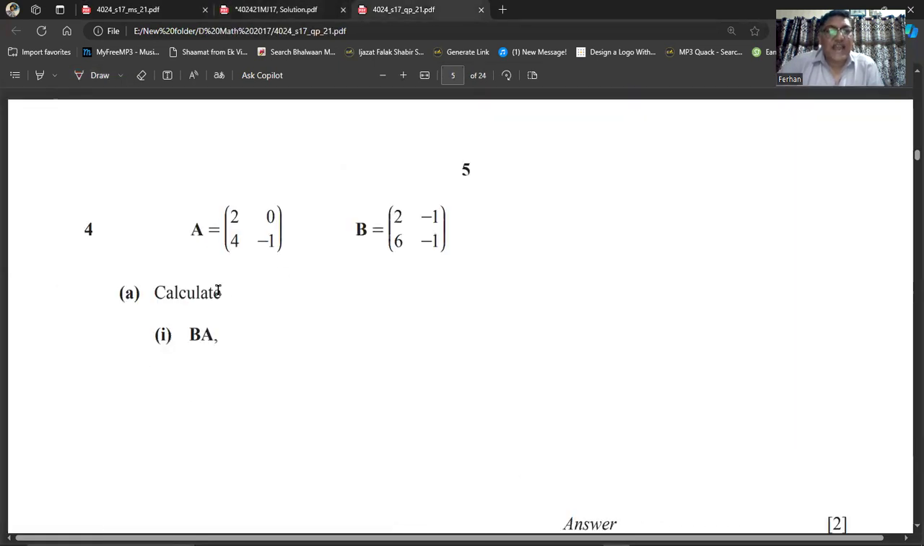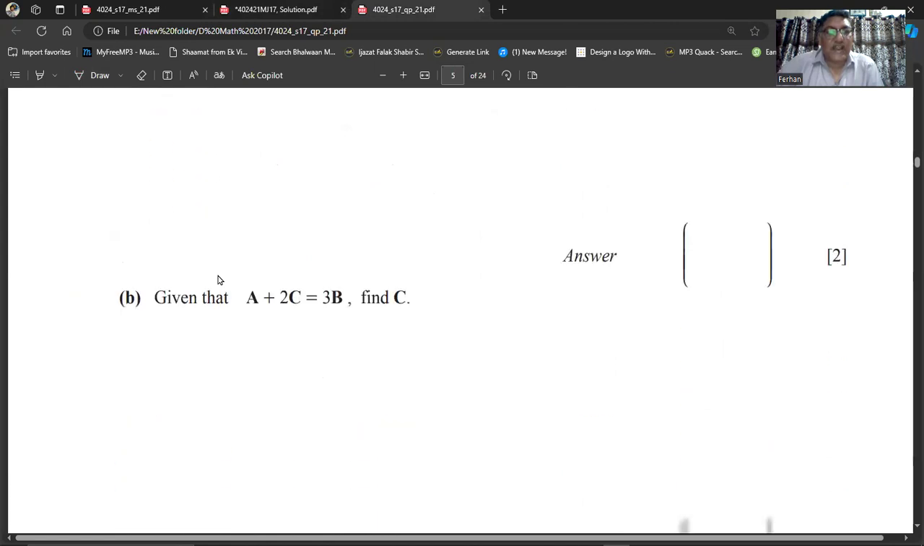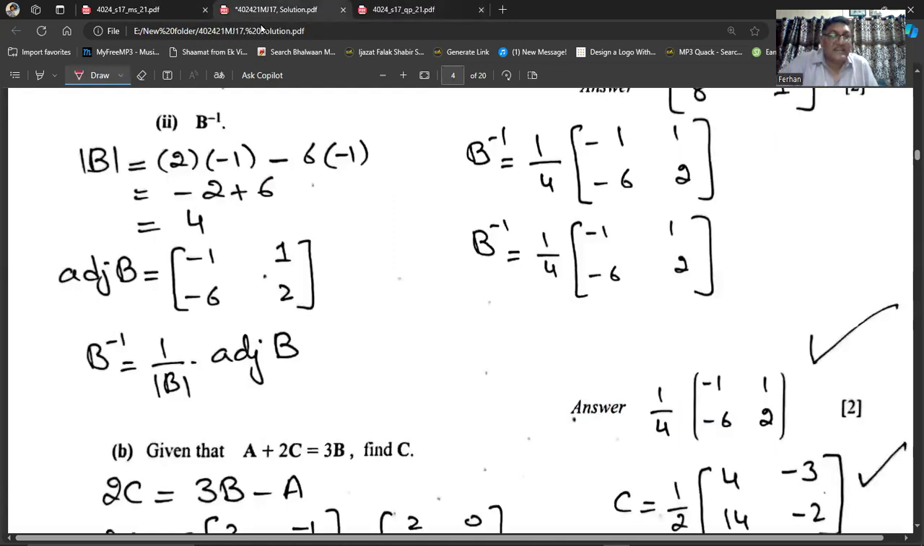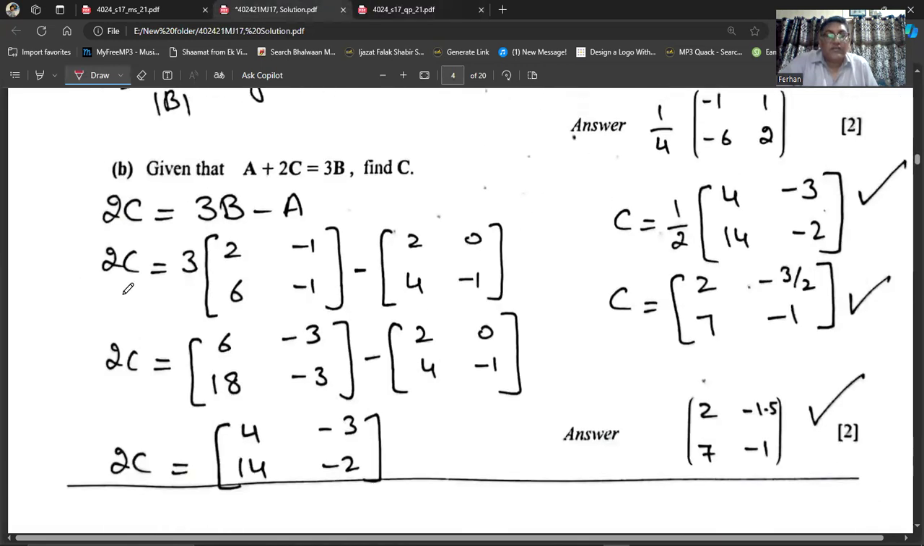Okay. Then we have question number 4, and it's the B part. He says, given that A plus 2C is equal to 3B, find the C. We have the value of the matrix A. We have the value of the matrix B. I can put those values here, and I can make the C alone, and I will be able to find the matrix C. So here we go.